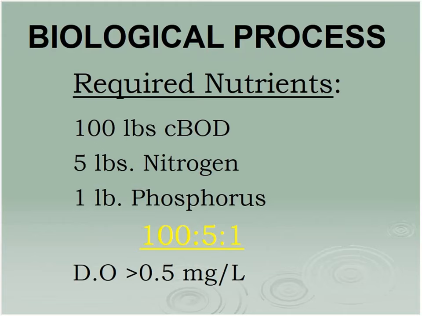In order to do that, they have to have certain nutrients. For every 100 pounds of carbon that we have to break down, we should have 5 pounds of nitrogen and 1 pound of phosphorus in the wastewater. If we don't have that proper ratio, they're not going to function as well as they should. It's somewhat ironic in that we're very concerned about removing nitrogen and phosphorus from our wastewater, but we also have to make sure that we've got a certain amount in there to keep the process working properly. And we also need dissolved oxygen, at least half a milligram per liter. It generally runs considerably higher. That's a minimum for them.